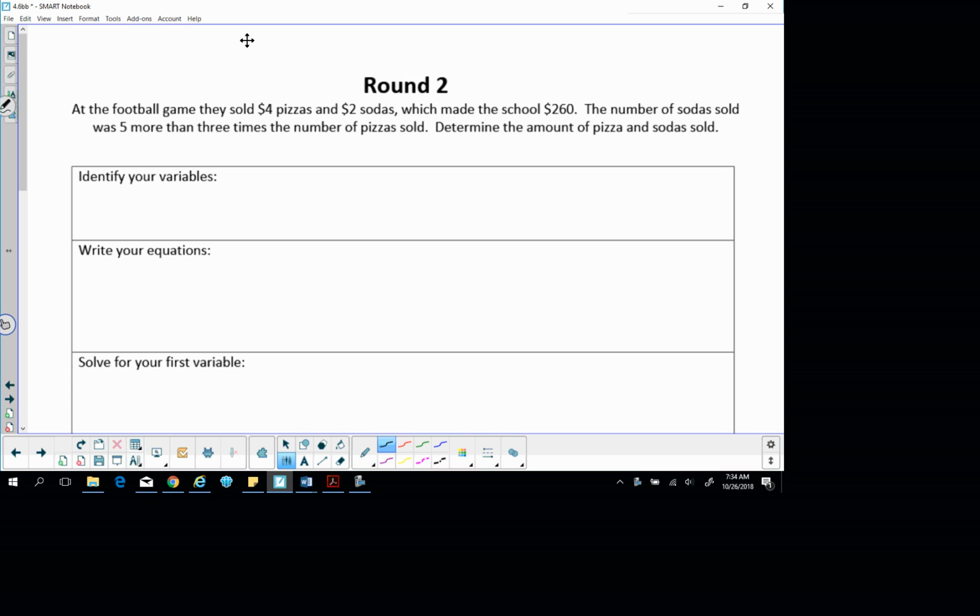I'll show you why. And so the reason is, and why we focused on words before. So it says at a football game they sold $4 pizzas and $2 sodas, which made the school $260. The number of sodas sold was 5 more than 3 times the number of pizzas sold. Determine the amount of pizzas and sodas sold.